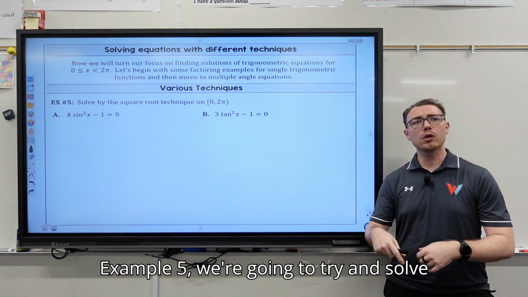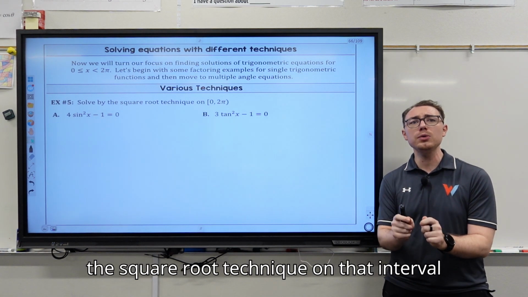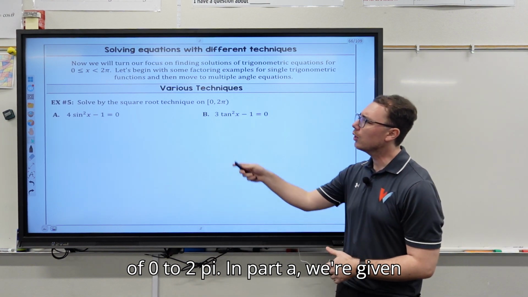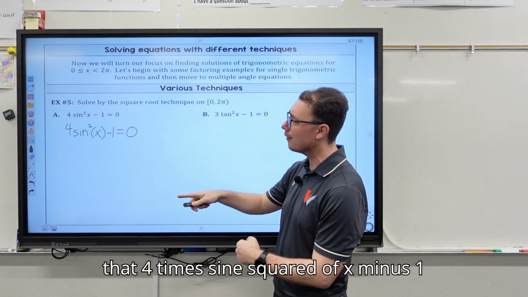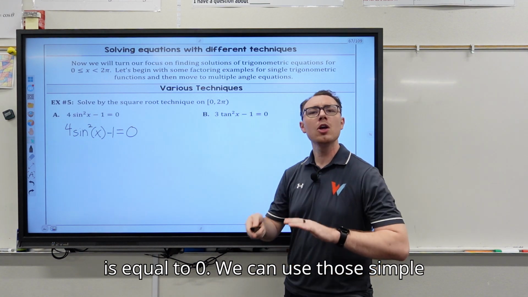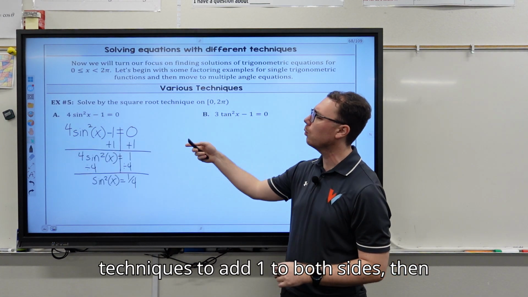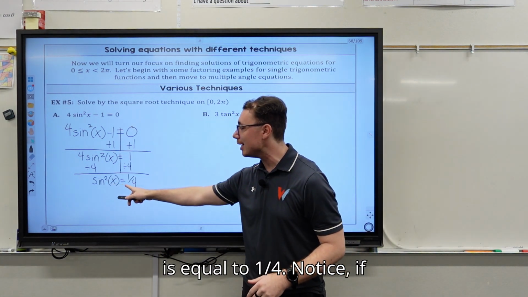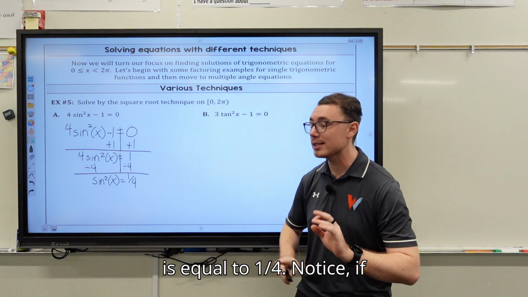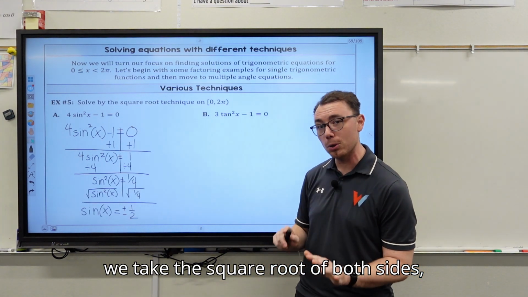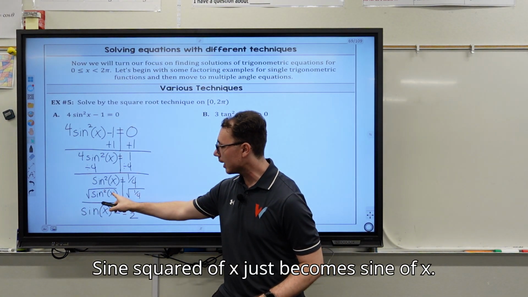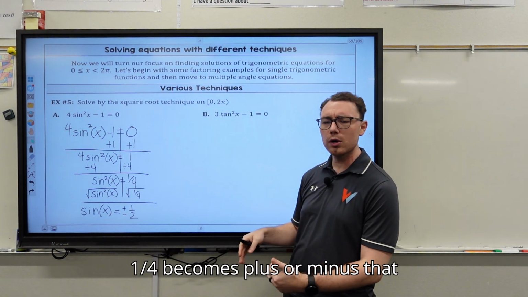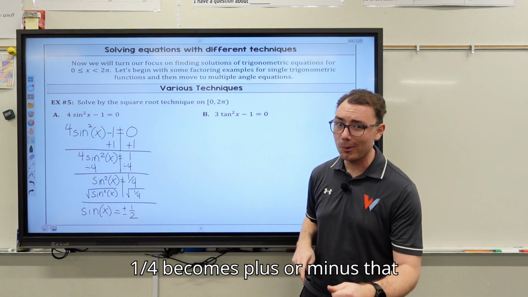In example 5, we're going to try and solve the square root technique on that interval of 0 to 2 pi. In part A, we're given that 4 times sine squared of x minus 1 is equal to 0. We can use those simple techniques to add 1 to both sides, then divide by 4 to try and get sine squared of x is equal to 1/4. Notice, if we take the square root of both sides, sine squared of x just becomes sine of x. On that right side, the square root of 1/4 becomes plus or minus that 1/2.